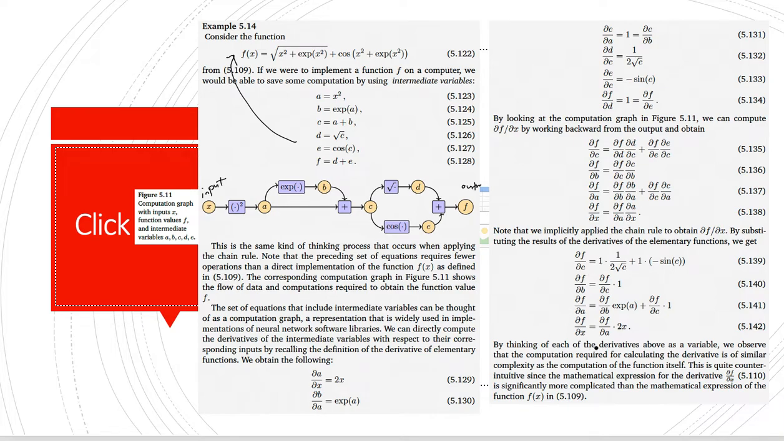By thinking of each of the derivatives above as a variable, we observe that the computation required for calculating the derivative is of similar complexity as the computation of the function itself. This is quite counterintuitive, since the mathematical expression for the partial derivative of f over x is significantly more complicated than the mathematical expression of the function in 5.109.